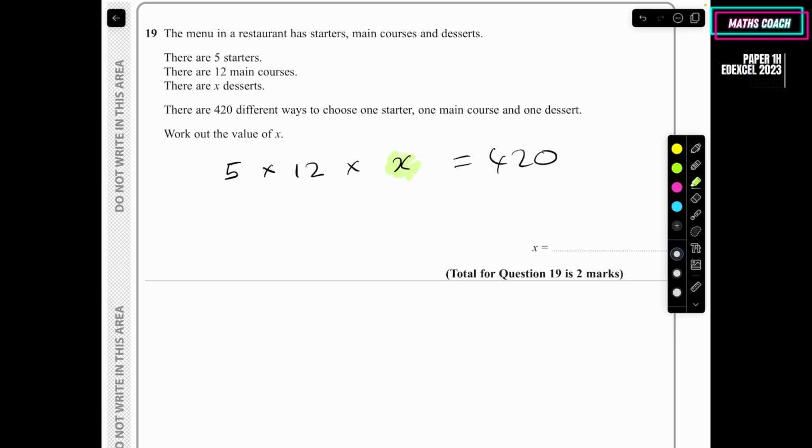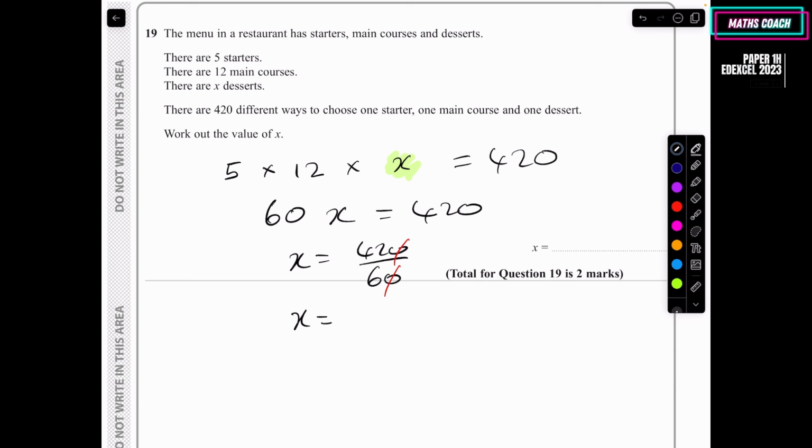That's what you're doing. So 5 times 12, that is 60. So you've got 60x is equal to 420, and then x would be equal to 420 divided by 60. Cancel the zeros. 42 divided by 6 is 7. So x is equal to 7. So there are 7 desserts.